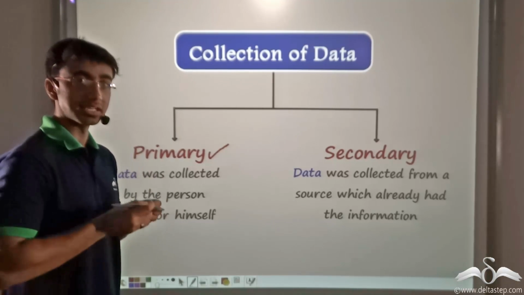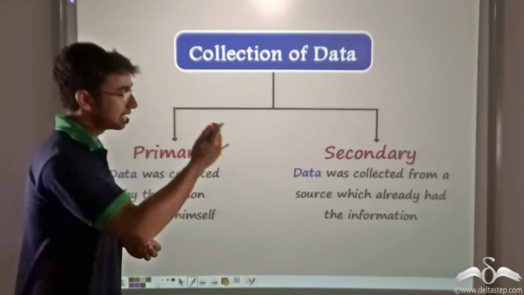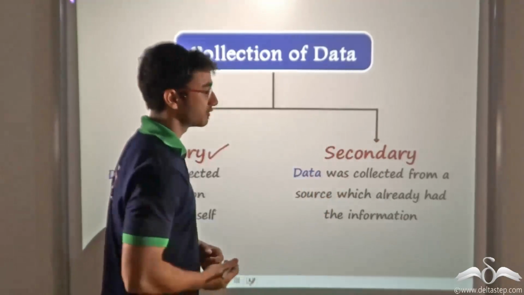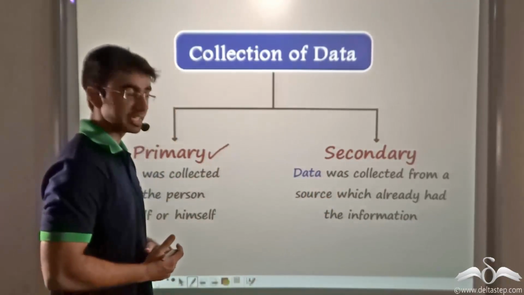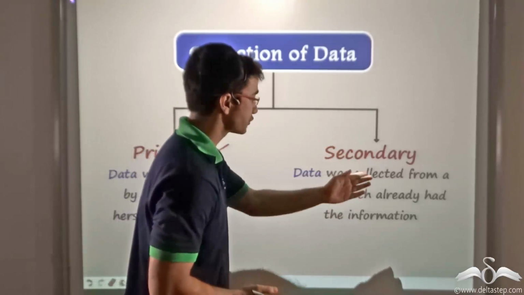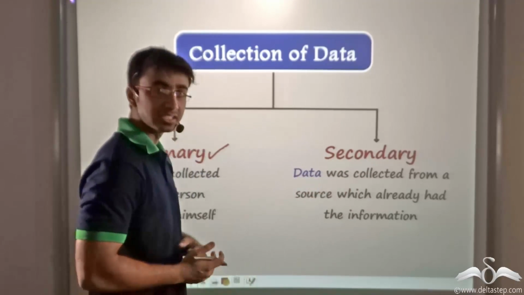It was collected by the employee himself. Next, we come to secondary collection of data. Secondary collection of data is data that was collected from a source which already had the information.